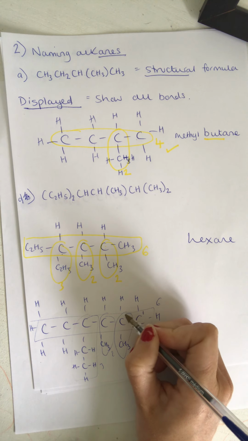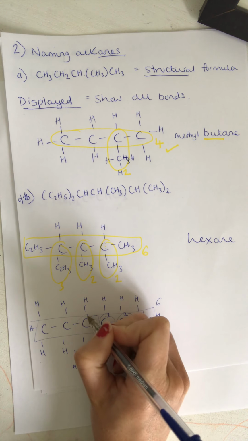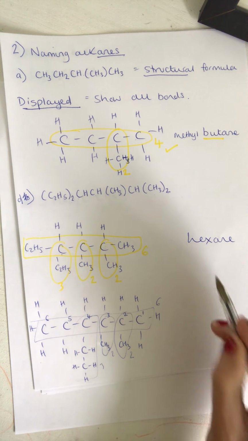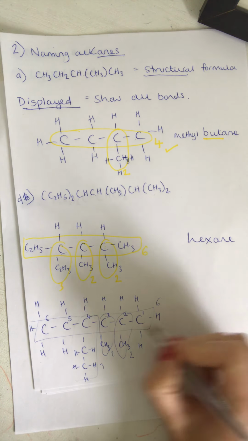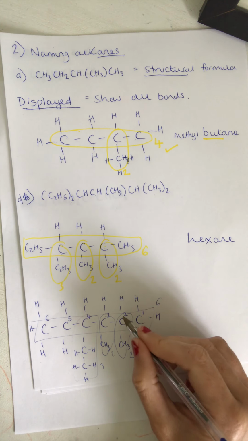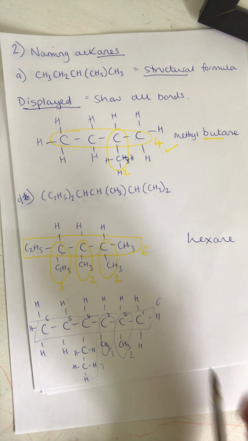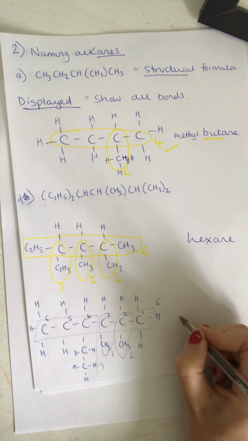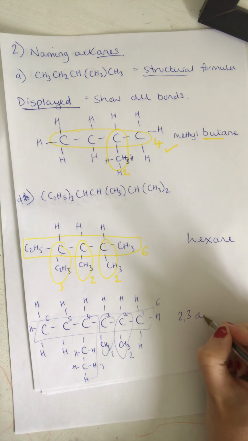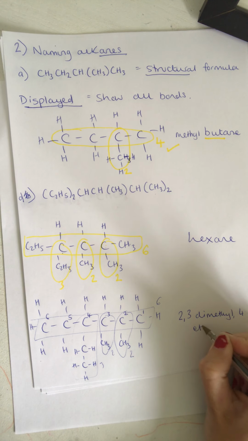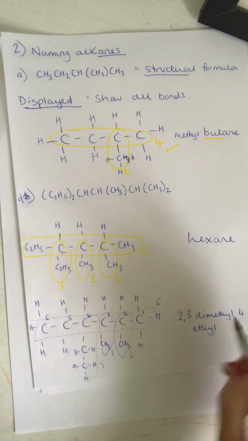So that's going to be carbon 1, 2, 3, 4, 5 and 6, and that therefore is going to give us, we've got methyl groups and ethyl groups. Our methyl groups, there's 2 of them, so that's going to be dimethyl, and then on carbons 2 and 3. So 2,3-dimethyl, 4-ethyl, hexane.